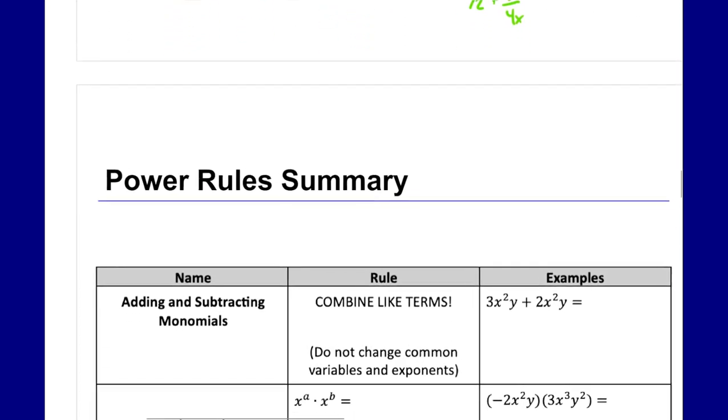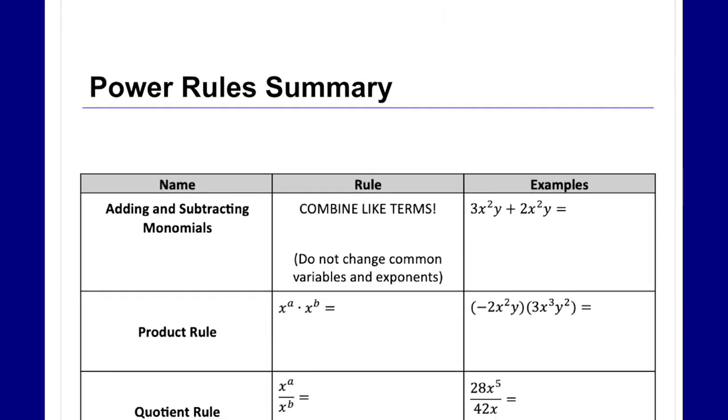Now, in terms of power rules, this is just a review of all the different power rules that we've dealt with before. One, adding and subtracting monomials, right? Combine like terms or collect like terms, right? And we don't change the variables in the exponents. So for example, 3x squared y plus 2x squared y, those are like terms. They have the same letters and the same exponents. So I'm just adding the values, the coefficients. So this becomes 5x squared y.